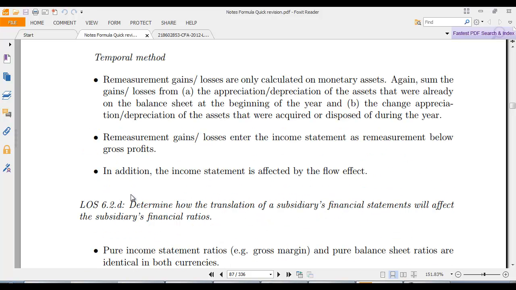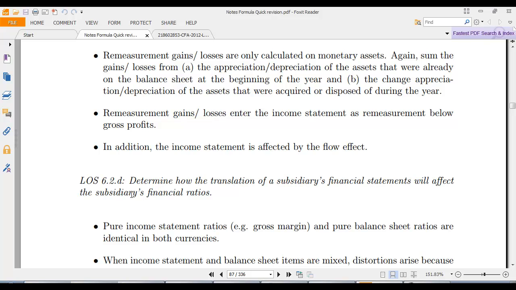Temporal method. Remeasurement gains or losses are calculated on monetary assets. Again, sum the gains and losses from the appreciation and change in appreciation during the year. Remeasurement gains and losses enter the income statement as a remeasurement line below gross profit. In addition, the income statement is affected by the flow effect.